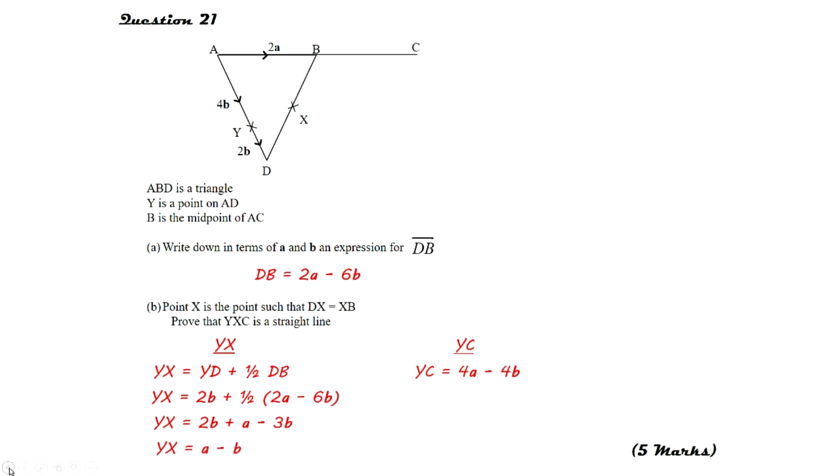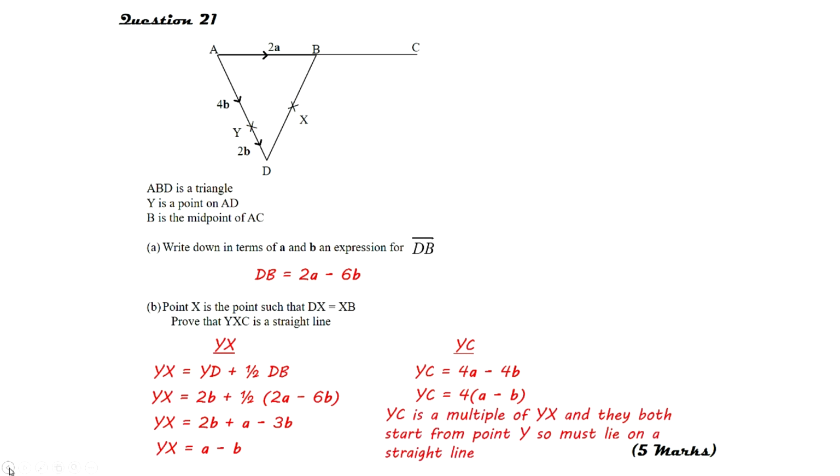Now I'm going to go back over to the other one. From y to c we said was 4a minus 4b. And actually, going back to that idea of thinking of this in an algebraic sense, I could factorise a 4 outside of this. So if I did that, I end up with 4 bracket a minus b. Hopefully from this you can see that yx is the vector a minus b, and yc is 4 times bigger than that same vector. So what I've proved is they start from the same point and they are multiples of each other. And I just need to write down a sentence that states that. So yc is a multiple of yx, they both start from the point y, so they must lie on a straight line. And remember that yc is 4 times bigger than yx.